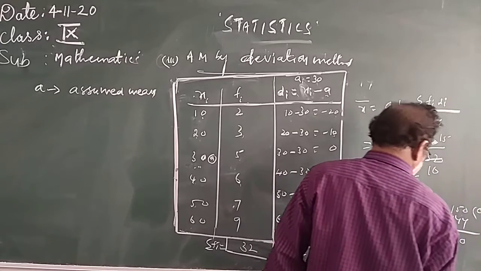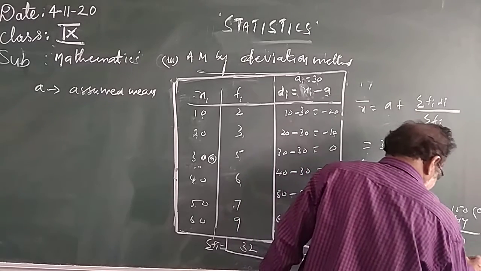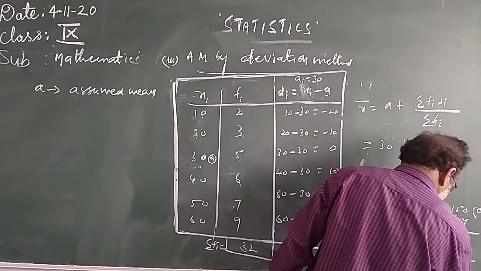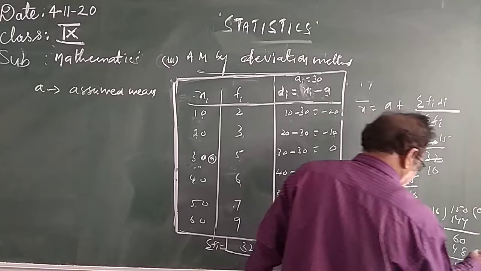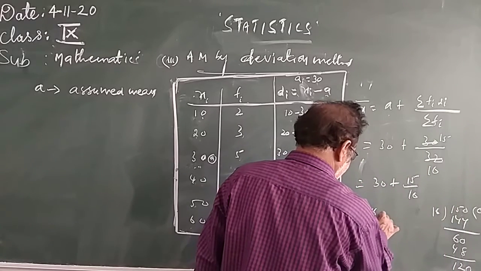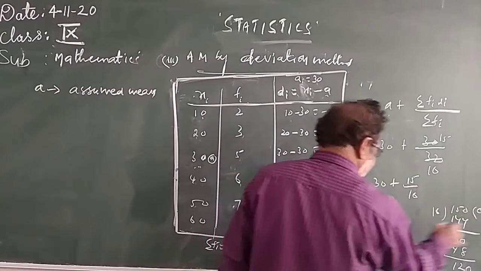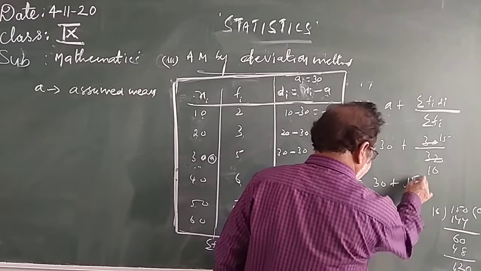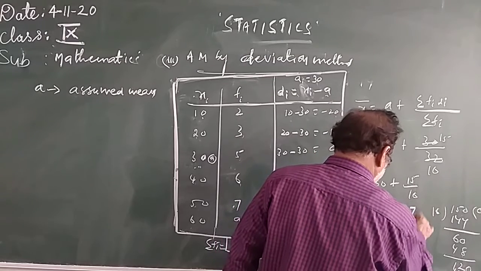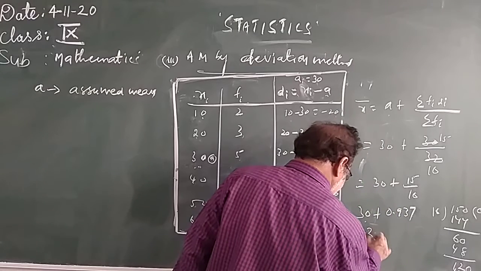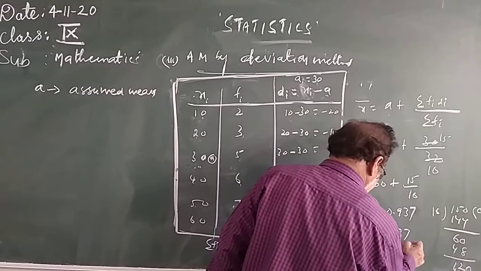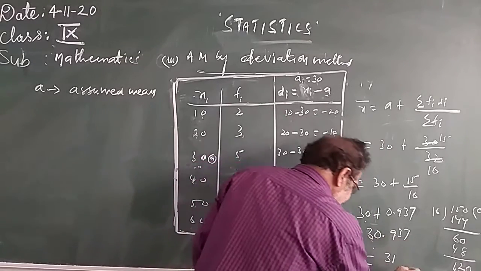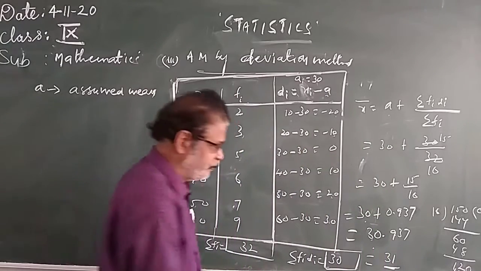16 3 times is 48. The remainder is 12. Again, 16 8 times is 128. 16 7 times is 112. So up to 3 places is enough. 30 plus 15 by 16 means 30 plus 0.937, that is 30.937. So we can write approximately, we can correct it up to 30.9, which is nothing but 31.